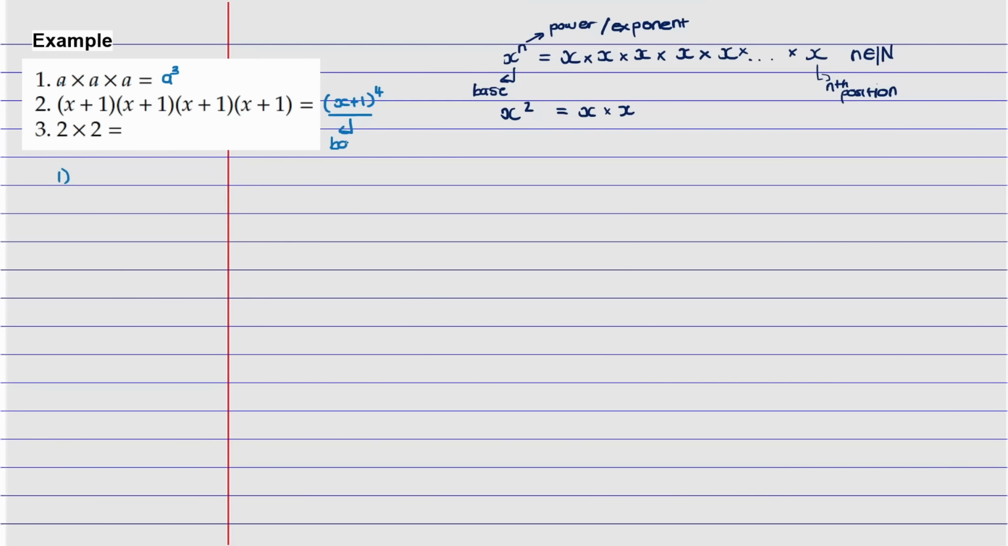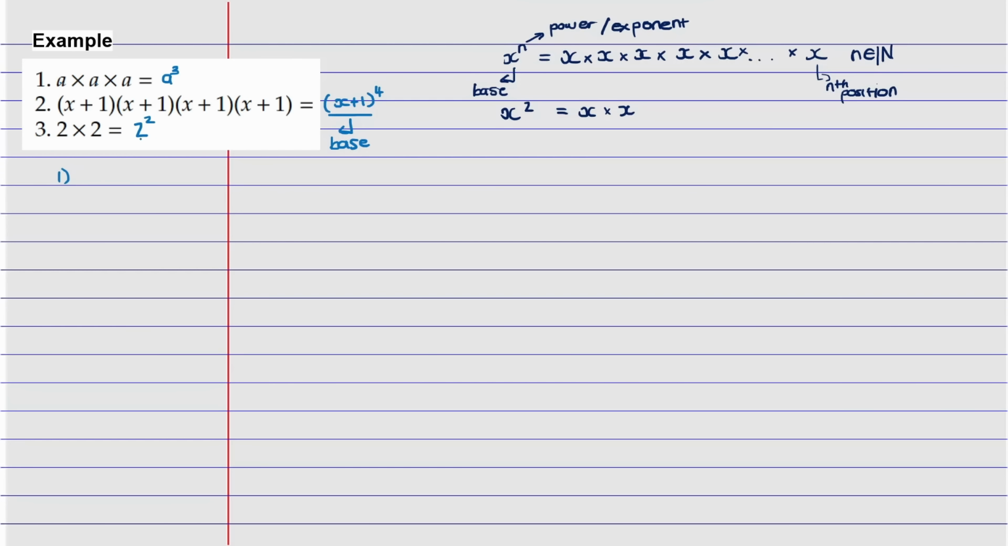So this is going to be our base. And 4 is going to be our power, or our exponential, right? Then the last one, it says 2 multiplied by 2 is the same as what? How many 2's are there multiplying each other? It's 2 of them. So this is going to be the same as 2 to the power 2, right?